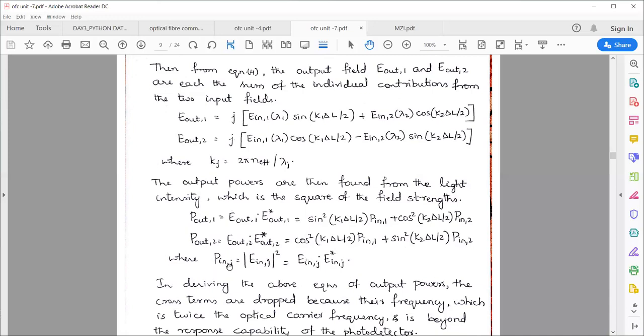So in general, P in j is equal to the magnitude of E in j squared, which is nothing but E in j into the conjugate of E in j. So wherever you find P in 1, you have to replace it by E in 1 into its conjugate. Similarly for P in 2. That is, this P in 1 which we have represented here is nothing but E in 1 squared, and this P in 2 is E in 2 squared.